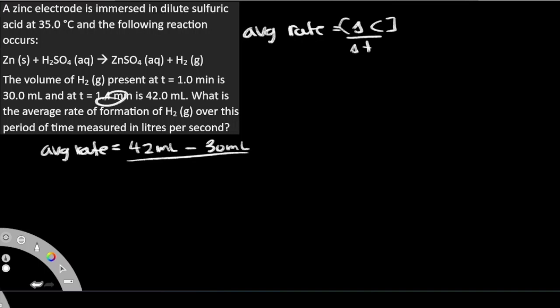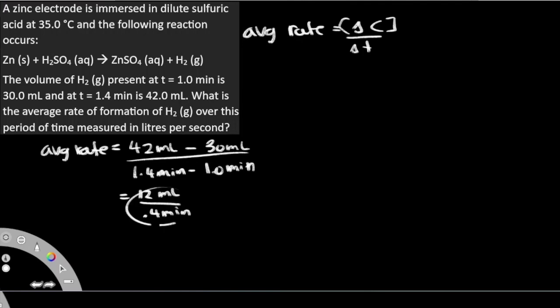So we have final time minus the initial time. What are we going to be doing next? Well, this one here should be simple. That's just 12 milliliters. Now, what are we going to be doing down here? This is just going to be 0.4 minutes. Are we done? No. The question is saying, what is the average rate of formation of H2 over this period of time measured in liters per second?